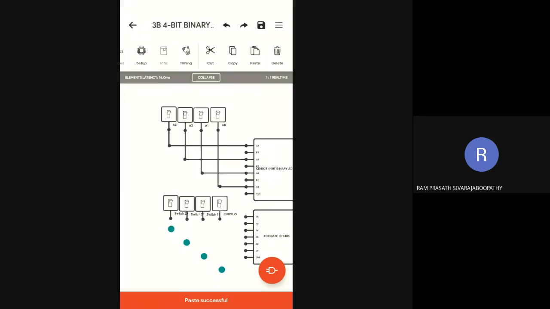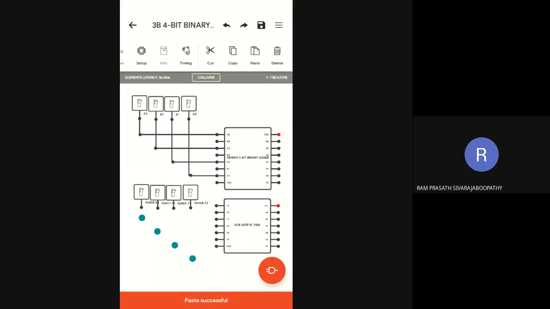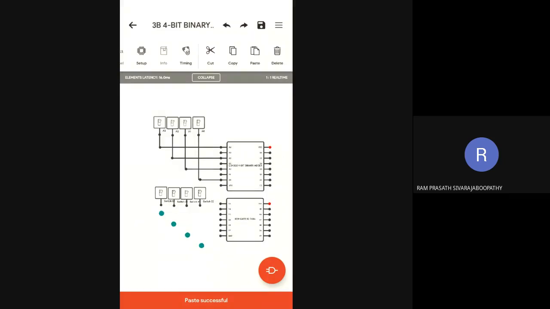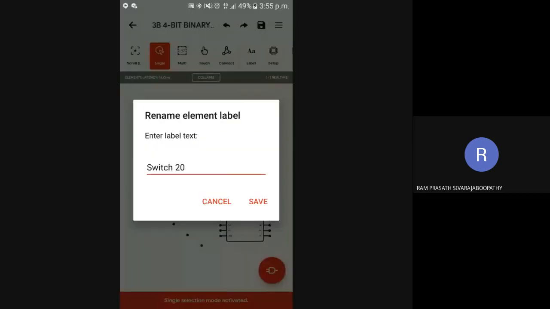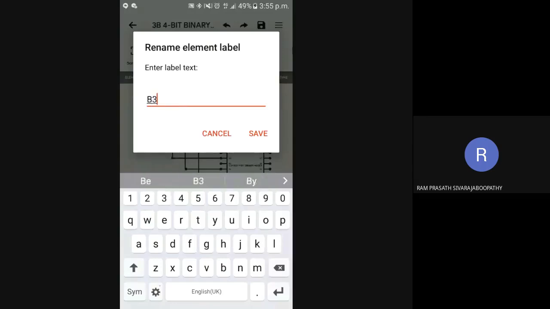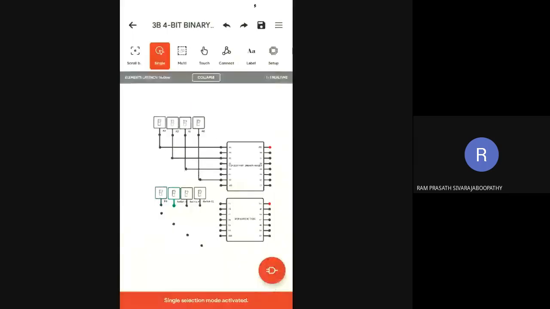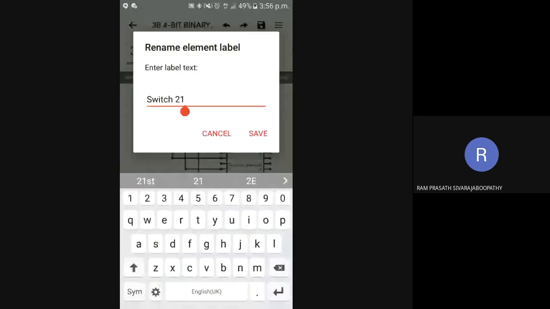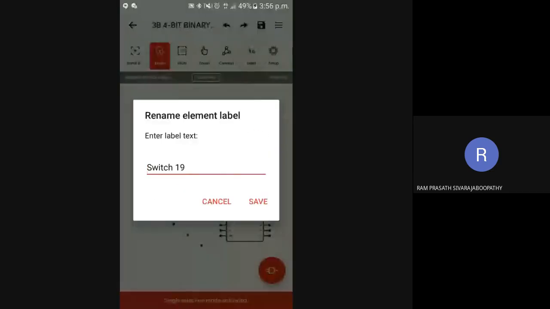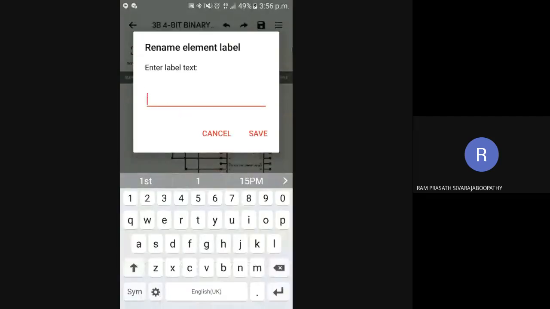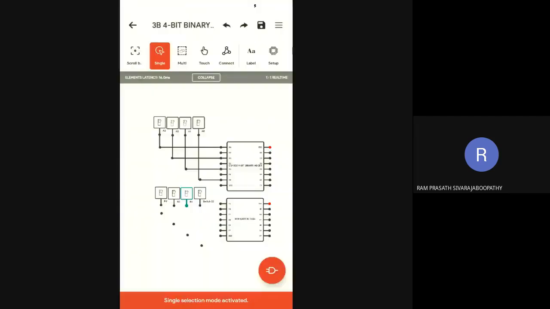Okay. See, I must be having one more switch. And you people tell for what? Can you tell the circuit path? Let's see how we are going to rename this switch. So this can be B3, this one can be B2, this one can be B1, the last one is B0.